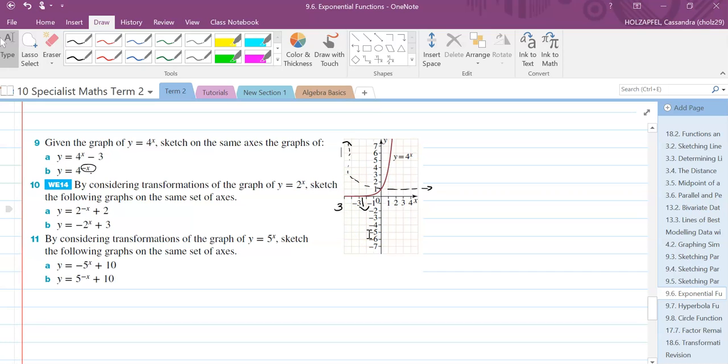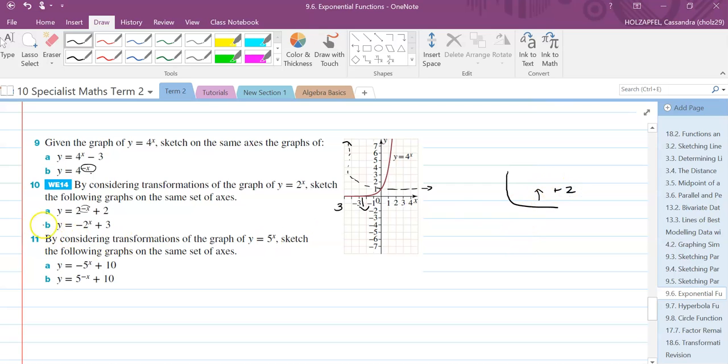So if you're given y is equal to 2 to the power of x, sketch the following graphs on the same set of axes. Okay, so we've got this value here, this negative x, so that's automatically going to flip my graph. And then it's got this value of plus 2, so it's going to shift that graph up 2 compared to the original value of 2 to the power of x. Excuse my beautiful drawings there.